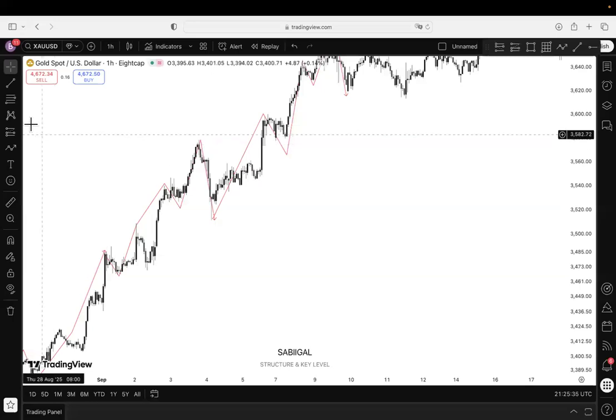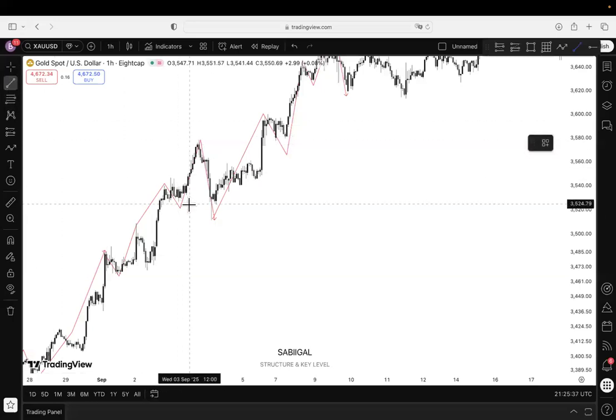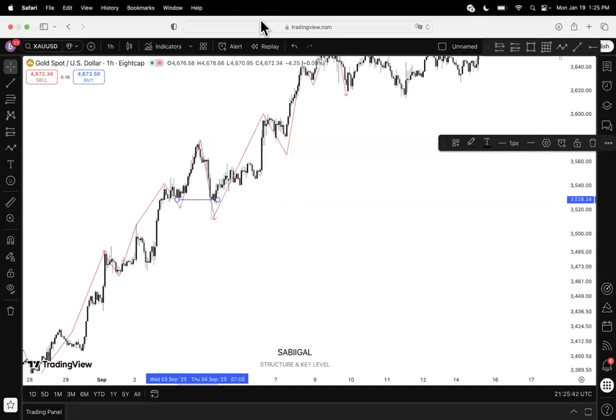Now, if it was the basic market structure, after this low got taken out, what would we be looking for? Sorry, give me a minute.